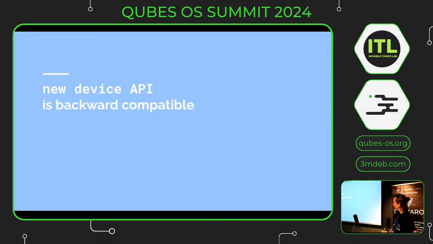Okay, the good information is that this new device API is fully compatible with the old one by aliases, etc. So everything should work without any additional effort.